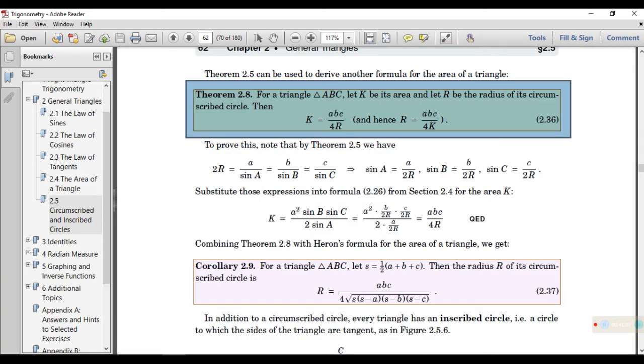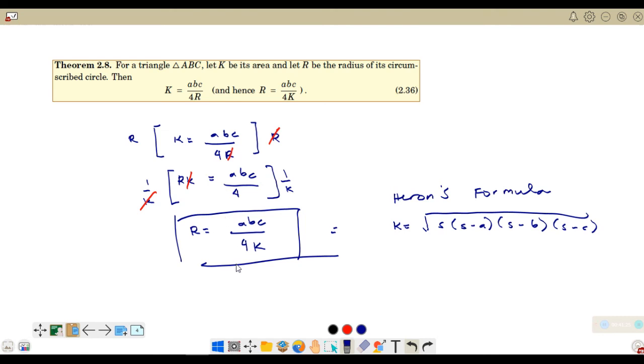Ayan siya. So, now, gamitin natin to. Substitute natin si Heron's formula. So, magkakaroon ka ng R is equal to ABC over 4. Palitan natin si K. We have the square root of S times S minus A times S minus B times S minus C. Okay? Doon lang yun galing si corollary. Next.